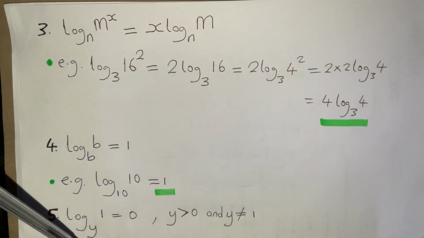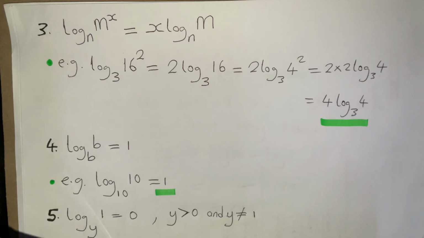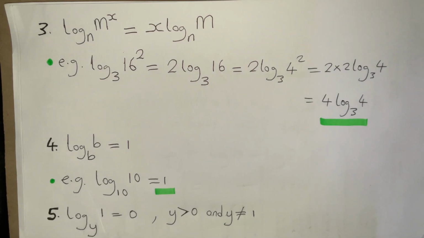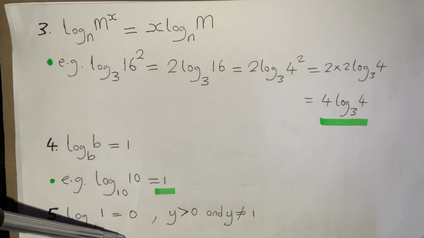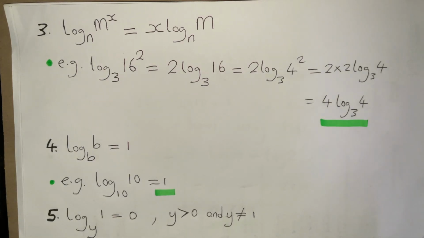For example, my base here is 4, which is not equal to 1 and is greater than 0. So log of 1 to base 4 equals 0, because if you raise 4 to the power 0, you get 1. Okay, let's move on.